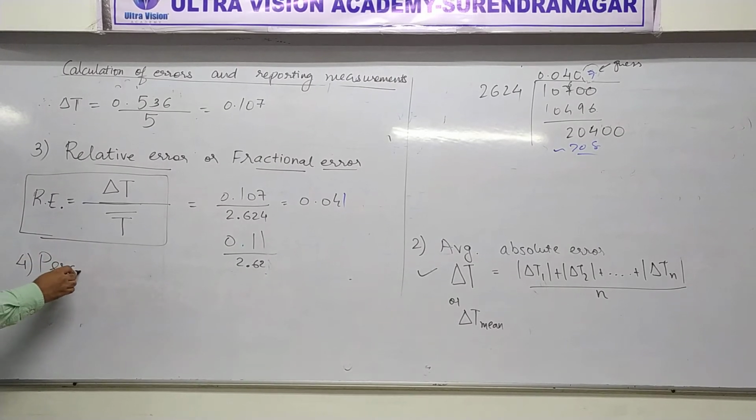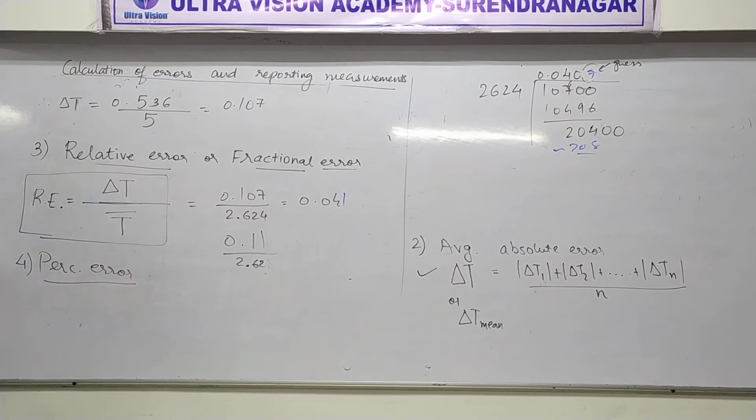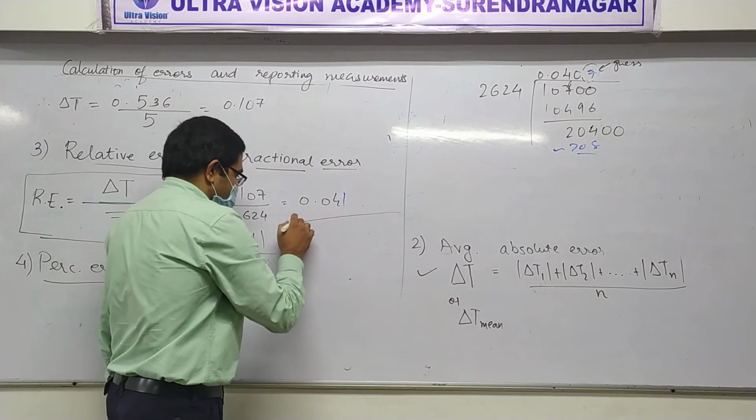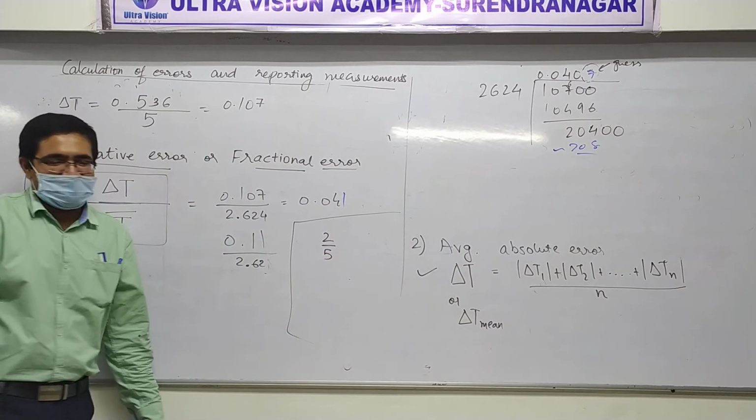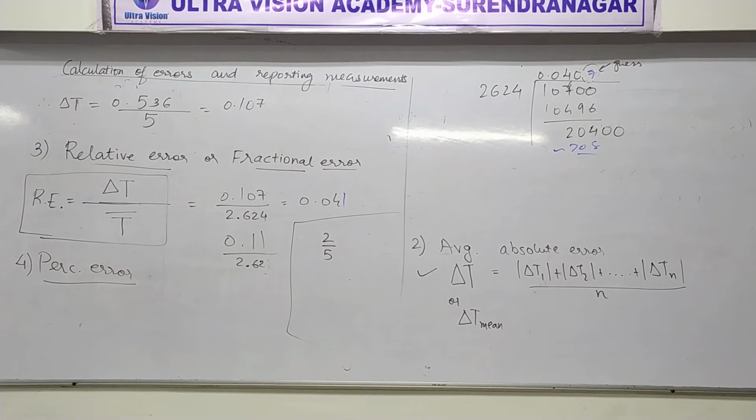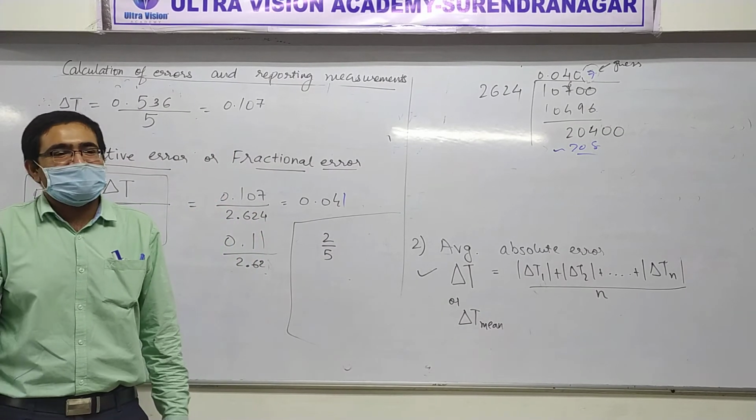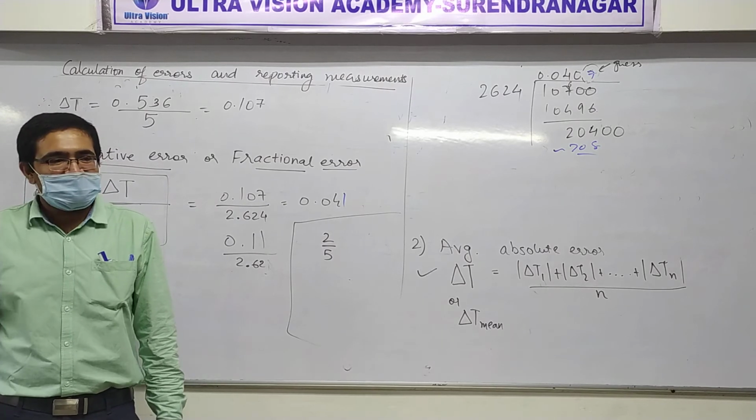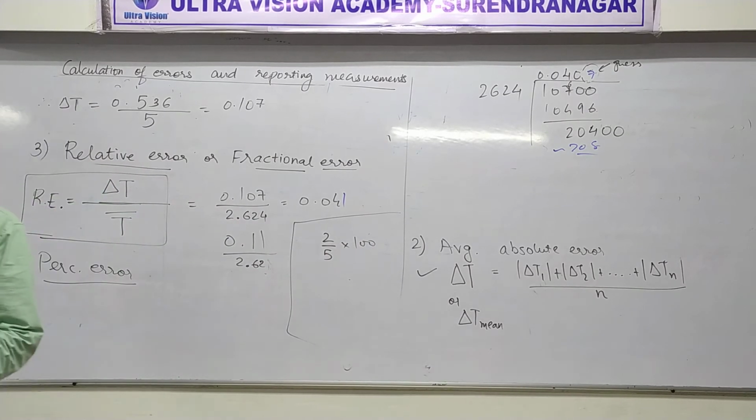Now next one, percentage error. Don't worry, this is very easy after this. Percentage error. Let's go back to your friend and the biscuit like I was saying. Your friend ate 2 out of 5 biscuits, so this is the fraction that the friend ate. If you want to answer how many percent of the biscuits your friend ate: 40. Why 40? What did you do? You multiplied by 100, yes or no?